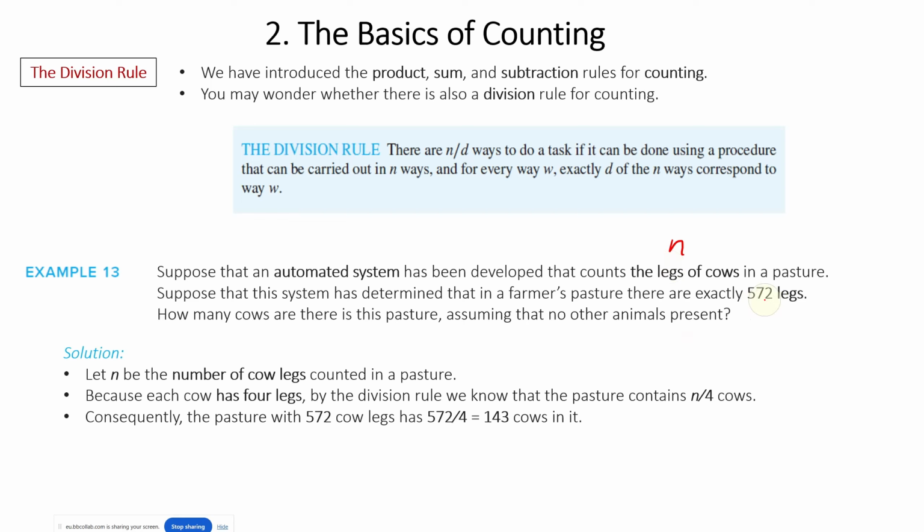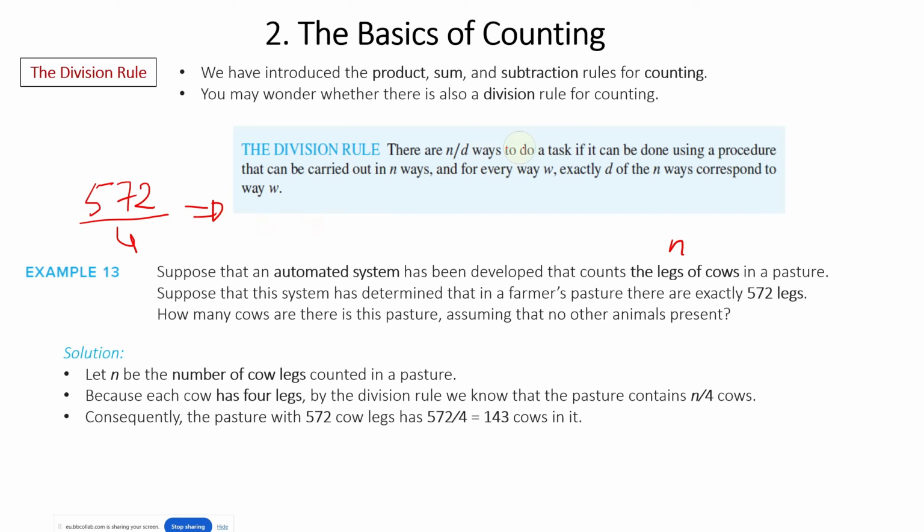Now, I know that we have 572 legs. Each cow has how many legs? Four. Normally, each cow has 4 legs. So what I have to do is divide this by 4, and that is going to give me my answer: the number of cows.